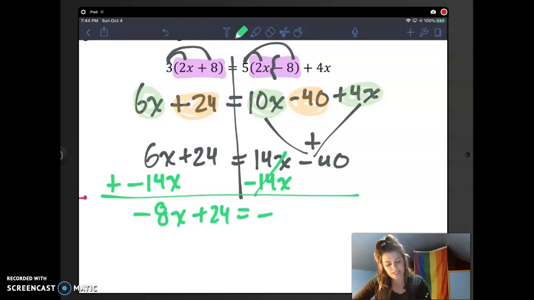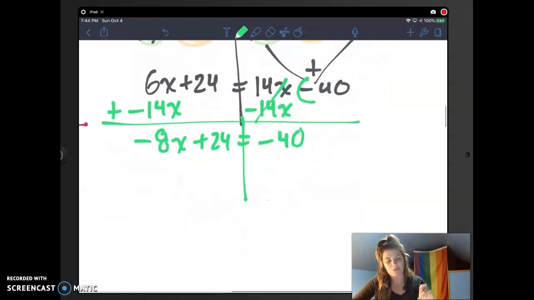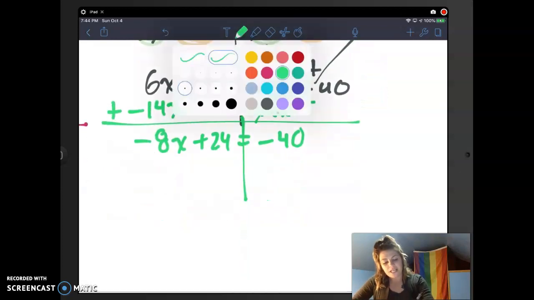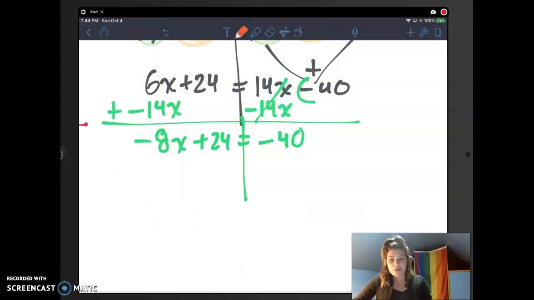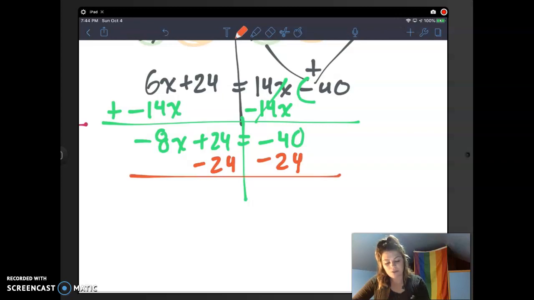We didn't do anything with that. And then don't forget, this negative goes with the 40, so it's got to come down with it. Then you cancel the numbers on the left, so we're going to go minus 24, minus 24. Remember, you always are going to add top to bottom. This cancels out. We get -8x is equal to, and that would be -64.